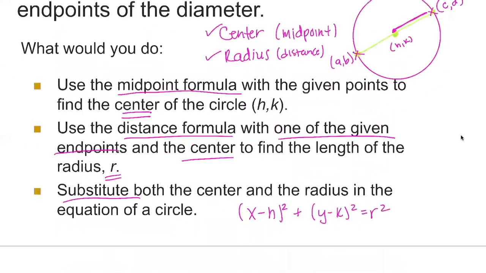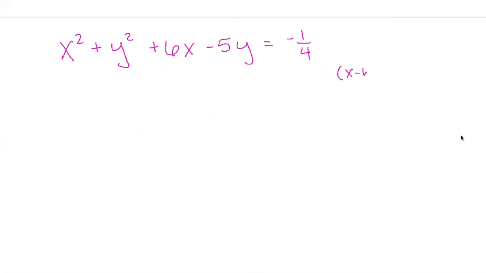Okay, so the next thing that we're going to have to do is I'm going to give you an equation that looks something like this: x squared plus y squared plus 6x minus 5y equals negative 1/4. By looking at that, it doesn't look like the standard form of the equation of a circle. So we want to change this to where it does look like the equation of a circle. We want to make it look like x minus h squared plus y minus k squared equals r squared. So that's our objective.